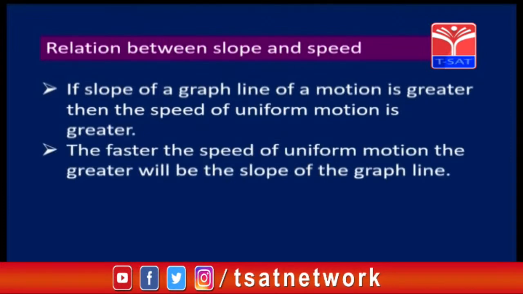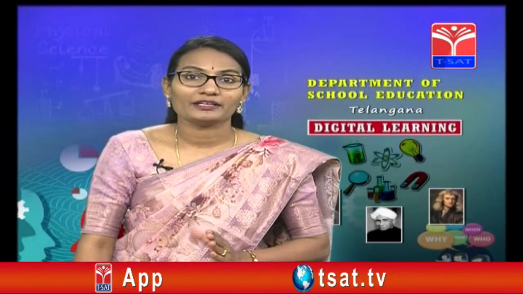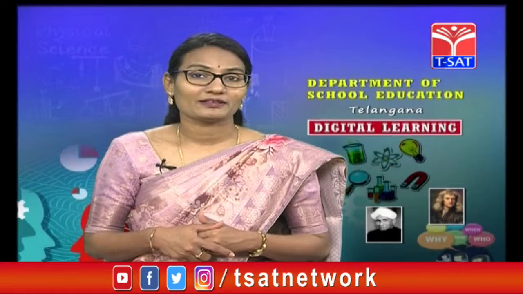The faster the speed of uniform motion, the greater will be the slope of the graph line. So this is very important, children. It means if the slope is high, the speed of the object is also high. It represents high speed.